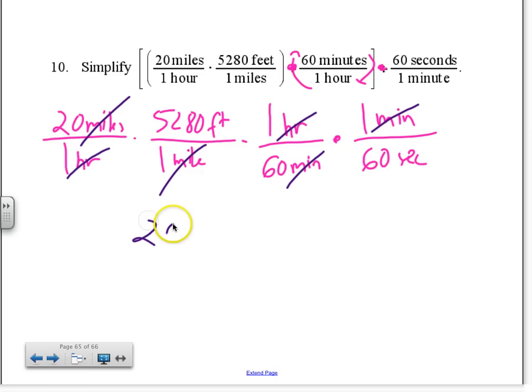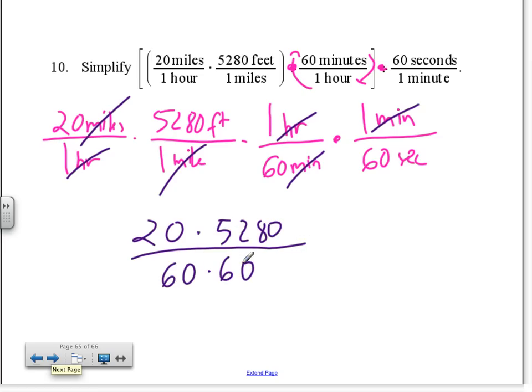Instead, write it out. 20 times 5,280 over 60 times 60. Are they all linked up by multiplications? Yeah. That means we can cancel out something. Look at 20 and 60. 3. Wait, where's the 3 going to be? 20 divided by 60. Think of how we cancel out terms. The one that's more is going to take the lead. So in this case, the 3 will be in the bottom.